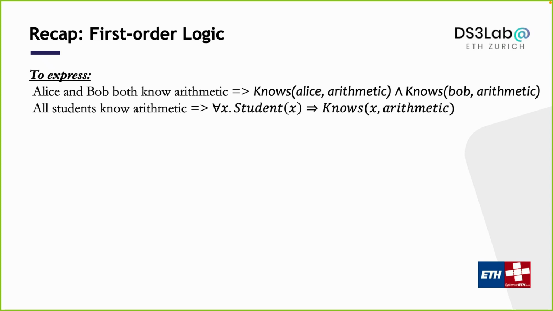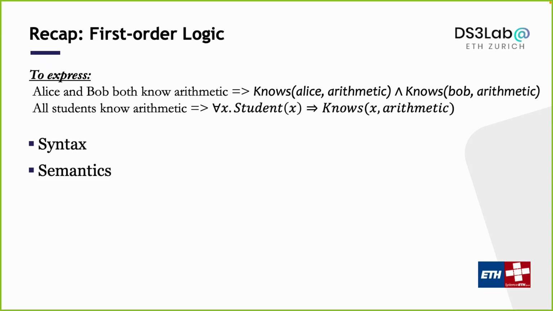So what are the things you can express in first-order logic? If you want to say that I have two persons, Alice and Bob, and they both know arithmetic, you write something like this. You have a knows predicate: Knows(Alice, arithmetic) and Knows(Bob, arithmetic). How many of you know how to read these two logic formulas? Raise your hand. Okay, then we are going to go through this quickly. You can also express things like all students know arithmetic: for all x, if x is a student, it implies x knows arithmetic. You know this from your first year of study.